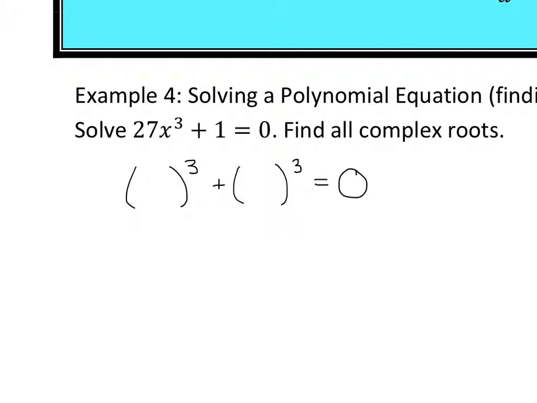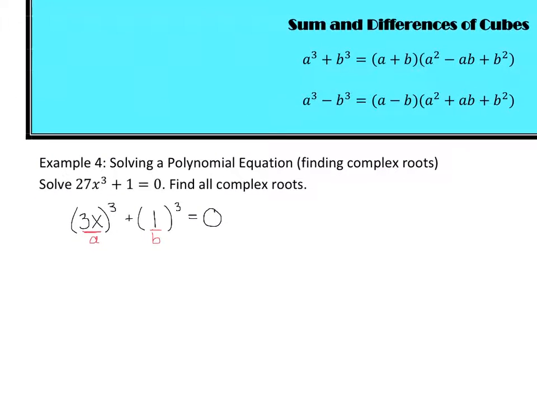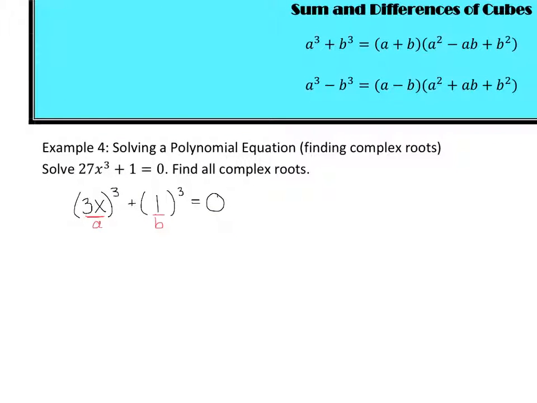What cubed makes 27? 3, thank you, Angel, and then we need our x in there to make the x cubed. What cubed makes 1? 1. So everywhere in our formula that there's an a, we will replace it with 3x. Everywhere there's a b, we will replace it with 1. Which formula are we going to use? The top one or the bottom one? Top one, because of the addition.